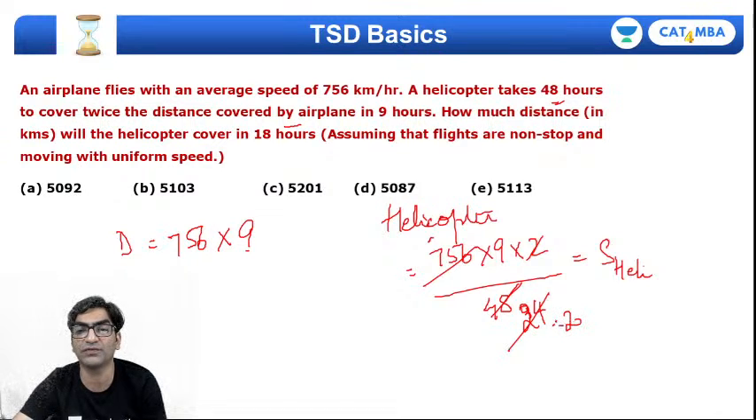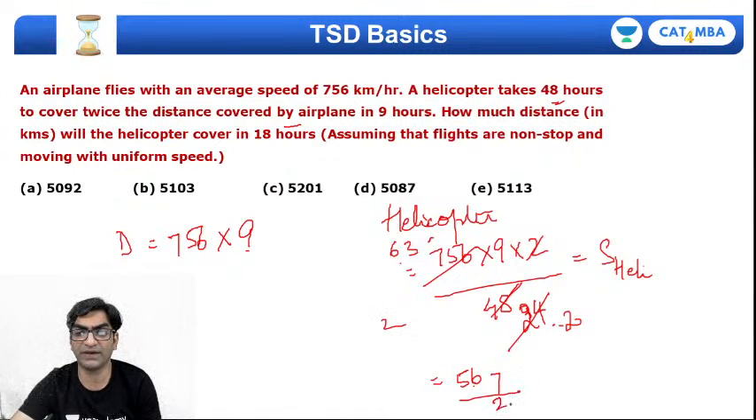24 into 3 is, okay, this won't cancel out. 12 into 2 is 24. 12 6s are 72. 36. 12 3s are 36. So what do I get? I get 63 into 9. 9 3s are 27. 9 6s are 54 plus 2, 56. Right? 567 by 2 is the speed of the helicopter.